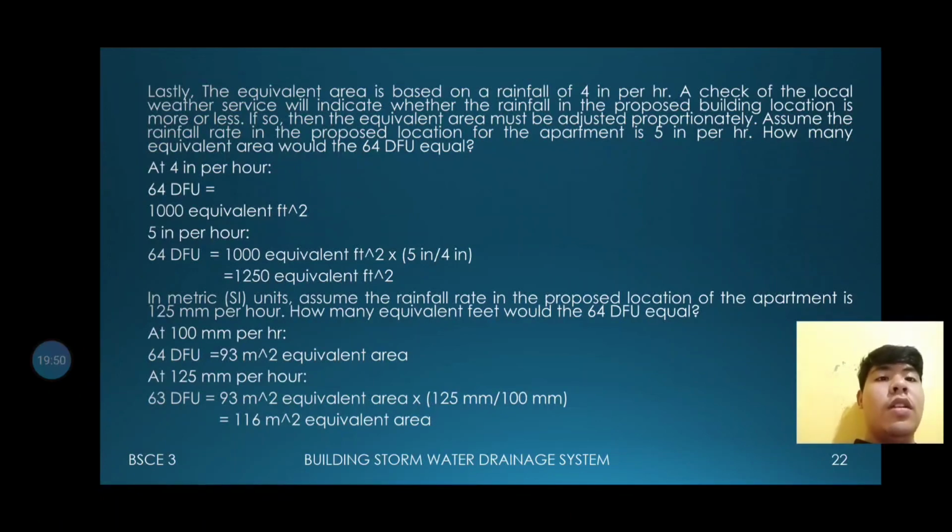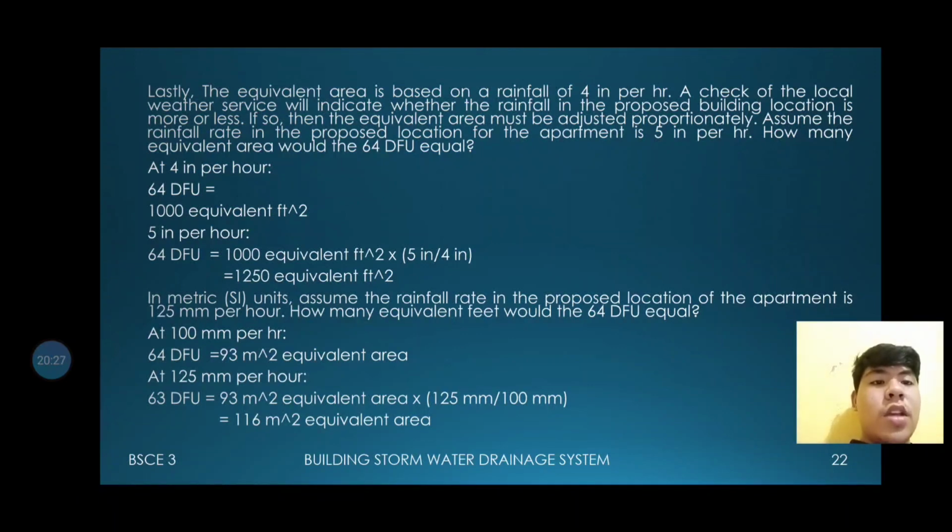Assume the rainfall rate in the proposed location for the apartment is 5 inches per hour. How many equivalent area would the 64 DFU equal? So, at 4 inches per hour, 64 DFU is equal to 1,000 equivalent feet squared. If 5 inches per hour naman, 64 DFU is equal to 1,000 equivalent feet squared times 5 inches over 4 inches, so equals 1,250 equivalent feet squared.